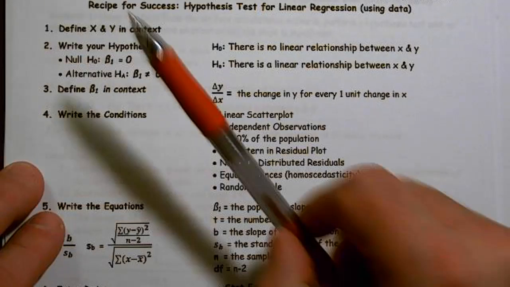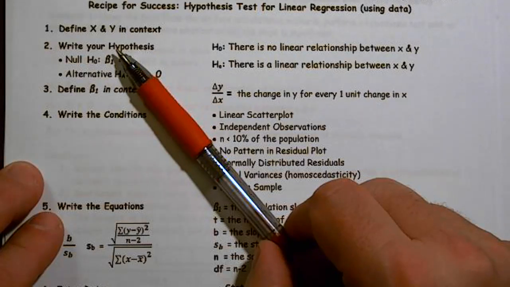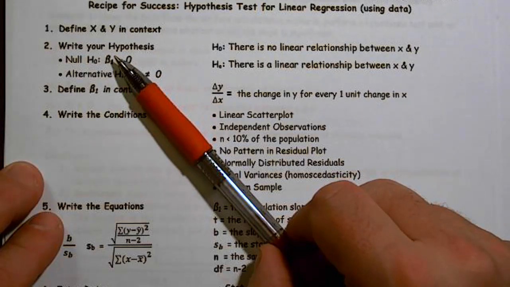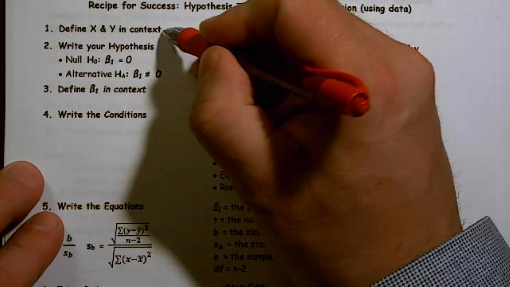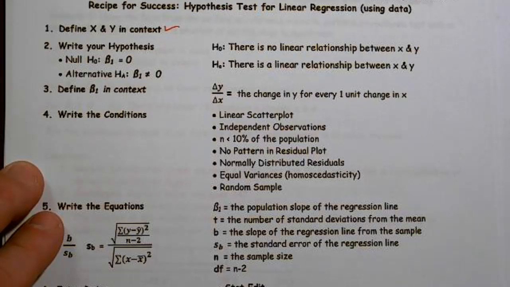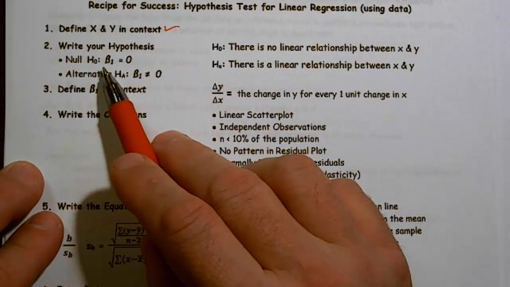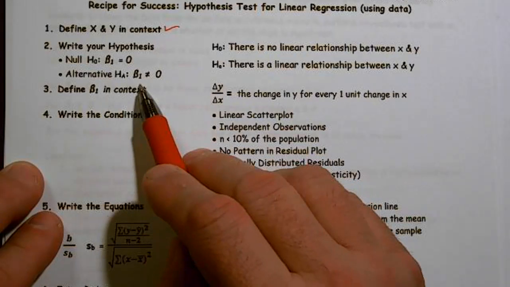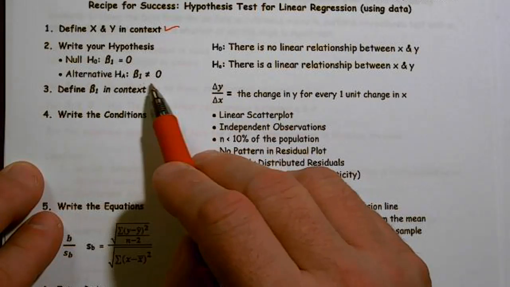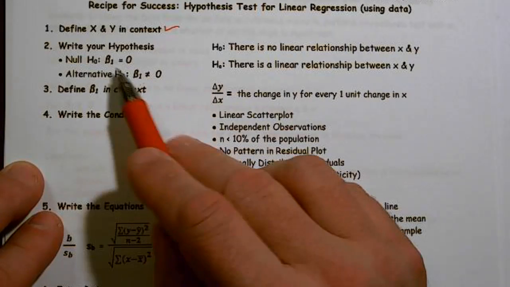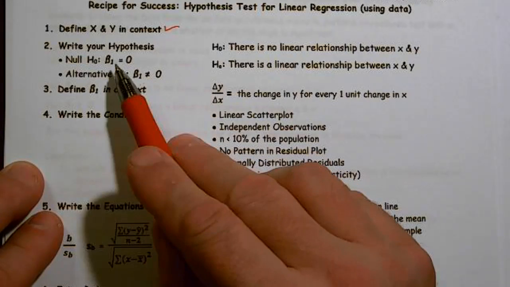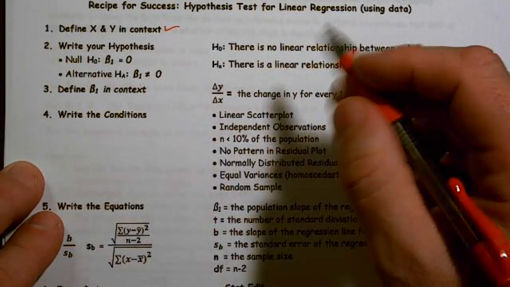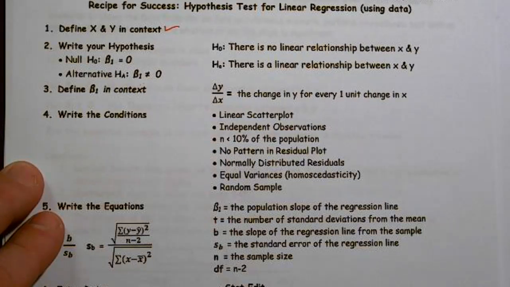So first off, we always need to define X and Y in context. So here we have something else to define: your X variable and your Y variable. We need to write your hypothesis, which is going to be beta 1 equals 0, and the alternative is beta 1 does not equal 0. And yes, you have to have the 1, because beta 1 represents your slope and beta 0 represents your y-intercept.